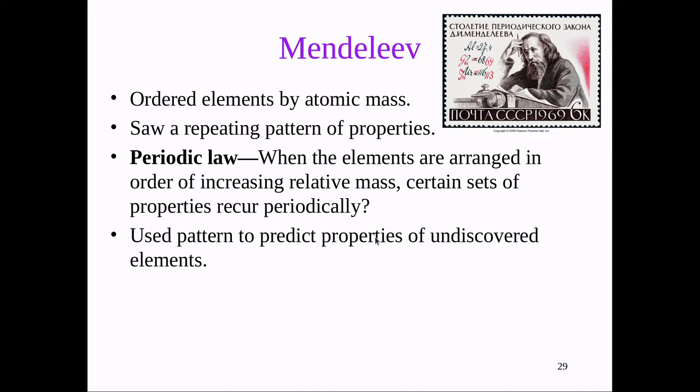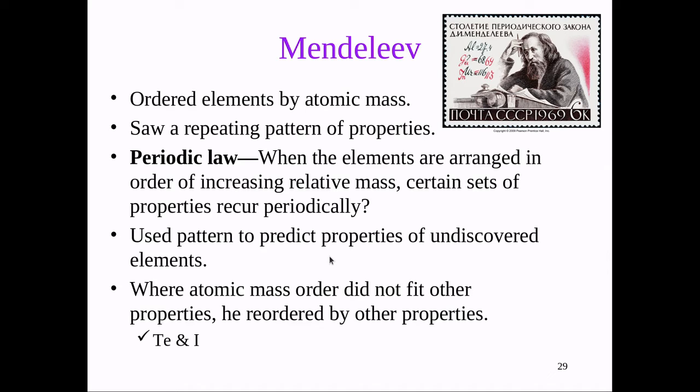And he's able to use this pattern to predict the properties of even undiscovered elements. So he's starting to be able to predict that, I think that there's one that we're missing here, and I think it's going to have properties that look like this. And where the atomic mass orders didn't fit, he started to order them according to the other properties. And really this was an indication that it's not really appropriate to order them according to their atomic mass, that there's something else going on there.